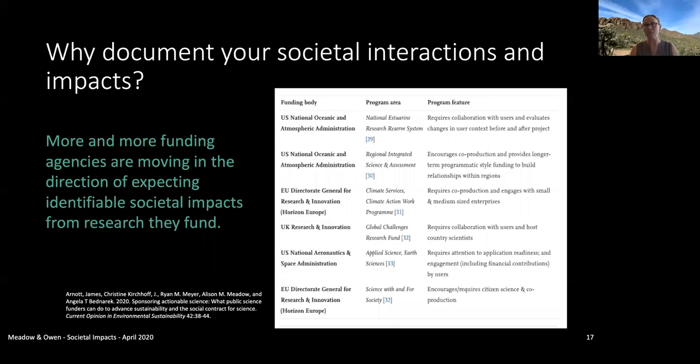National Oceanic and Atmospheric Administration, through the Regional Integrated Science and Assessments Program, was also an early adopter of the idea that we should be able to see societal impacts. They might not have been using that term, but those were some of the underlying ideas. Also through their National Estuarine Research Reserve System, and a number of other agencies are starting to move in that direction and asking to see societal impacts. Show us how you're going to do these things. Show us how you're going to engage with practitioners and stakeholders.